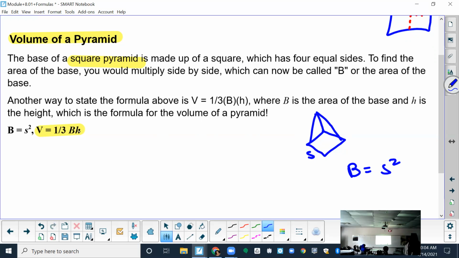All right, and then H would be height, so however tall your pyramid is. Maybe like right there, we could label it for an example. And it's going to be times 1/3. All right, you might also see it as B times H divided by 3, that's the same thing, but we'll use this one when we're doing the problems. Questions?